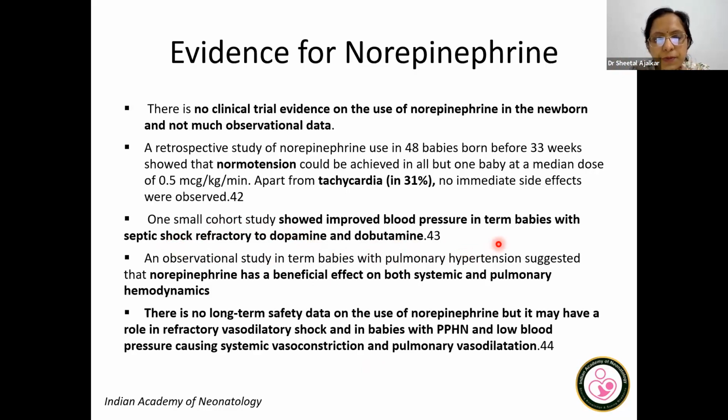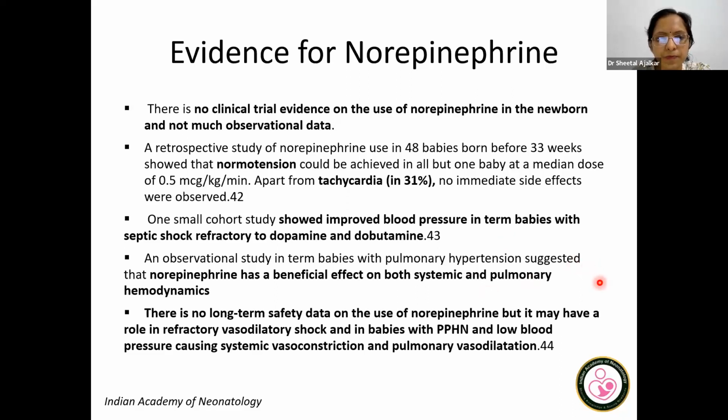Because of its peripheral vasoconstriction effects and inotropic effect, when there is a shock which is resistant to dopa and dobuta, norepinephrine has been shown to be beneficial in term babies in improving the blood pressure. An observational study in term babies with PPHN suggested that norepinephrine has a beneficial effect on both systemic and pulmonary hemodynamics. In fact, it does not increase the pulmonary pressures. But there is no long-term safety data on the use of norepinephrine, but it may have a role in refractory vasodilatory shock and in babies with PPHN with low blood pressure, causing systemic vasoconstriction.